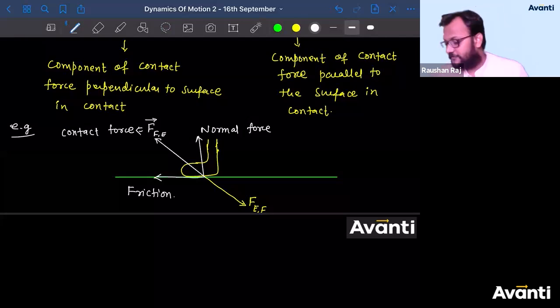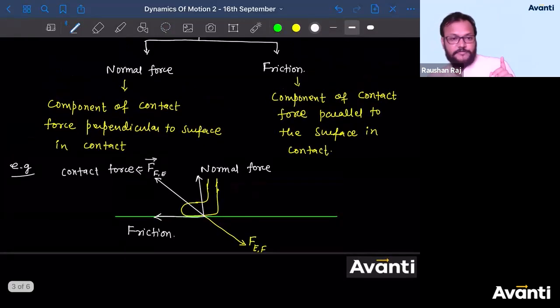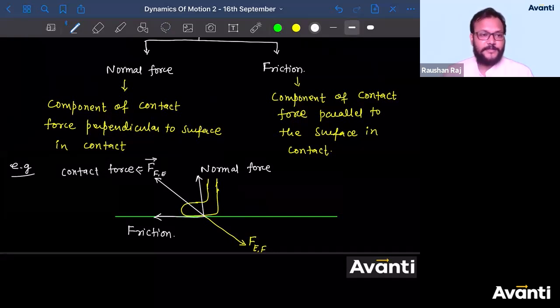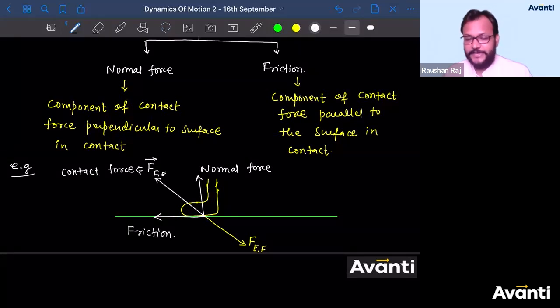Guys, click yes if you have understood the meaning of normal force and friction. It is very, very important. I don't want you guys to commit any kind of mistake related to this. Crystal clear? Guys, am I clear to all of you? Or do you have any doubt here?